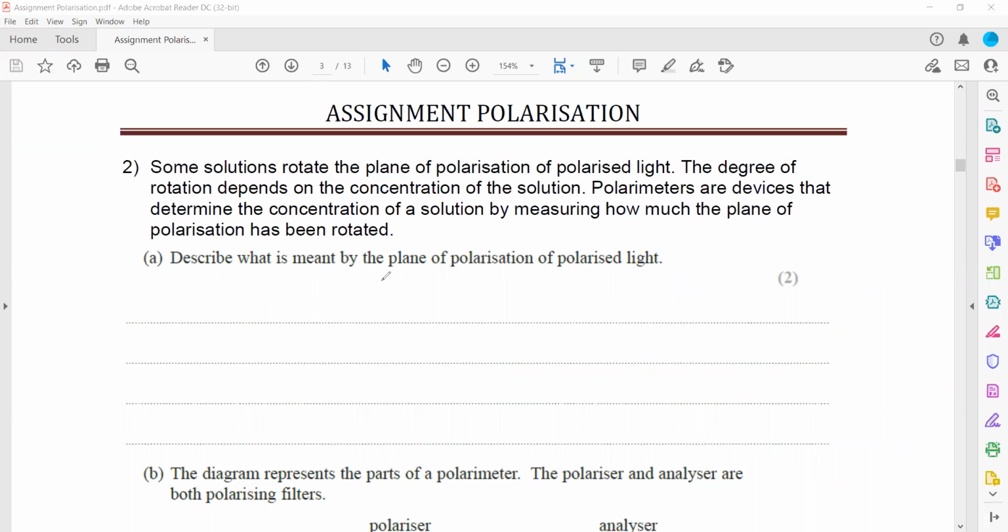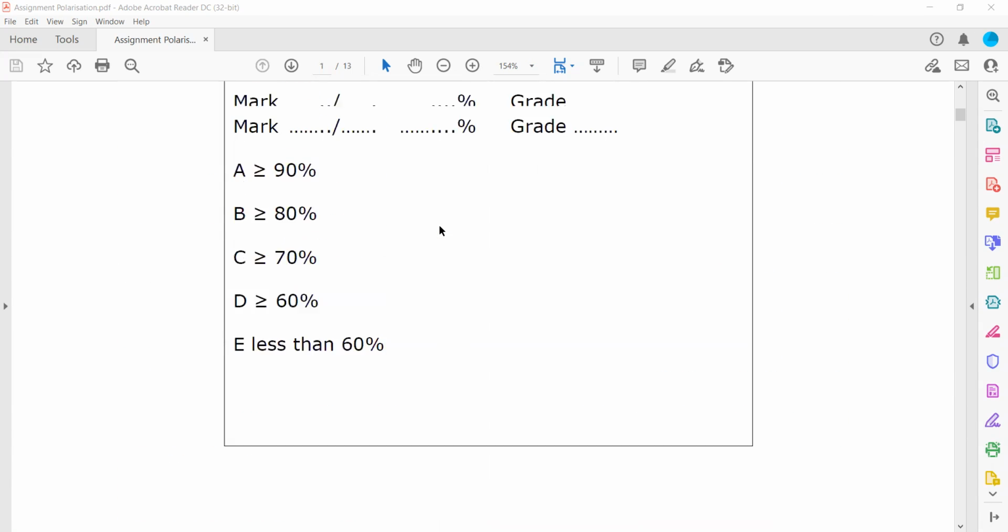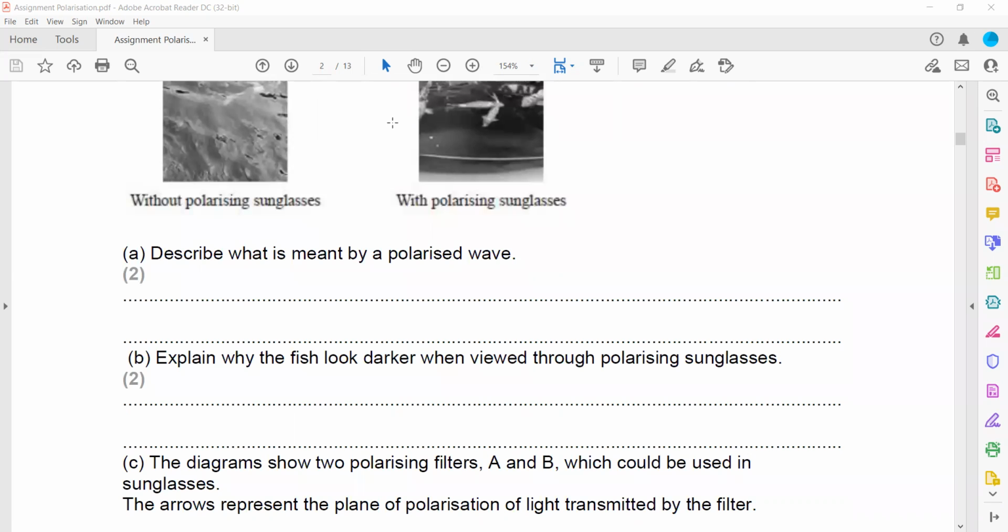But the first part: describe what is meant by a plane of polarization of polarized light. So what is the definition of this? Polarized light has an oscillation in a single plane, and that is the plane of polarization that includes the direction of propagation. Look, in the previous question, what is the difference between this first part in question 2A, plane of polarization, and polarized wave?